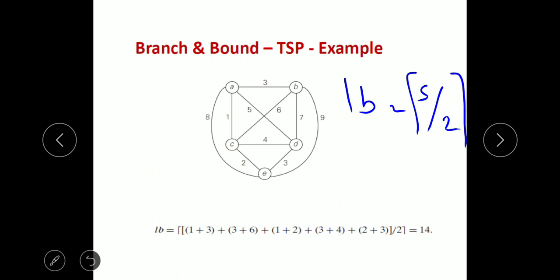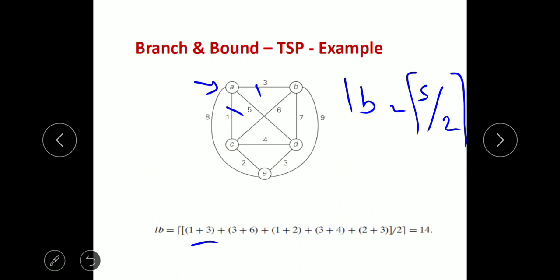The initial lower bound is calculated as the sum of the distances from city i to the two nearest cities. Let us start from vertex A. Two nearest cities means the two adjacent vertices to which we have the least cost to reach. For vertex A, the two adjacent vertices with least cost are B and C. So we sum them up. For A, it is 1 plus 3.